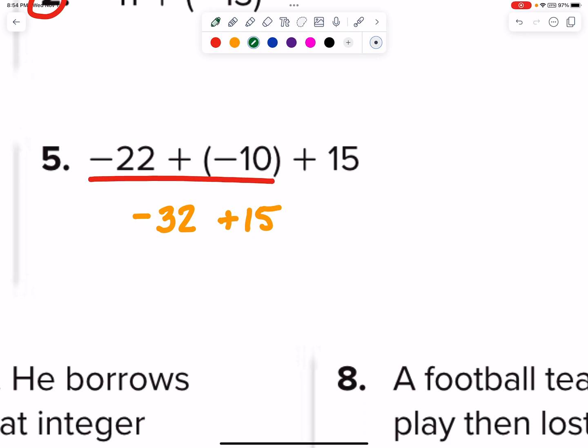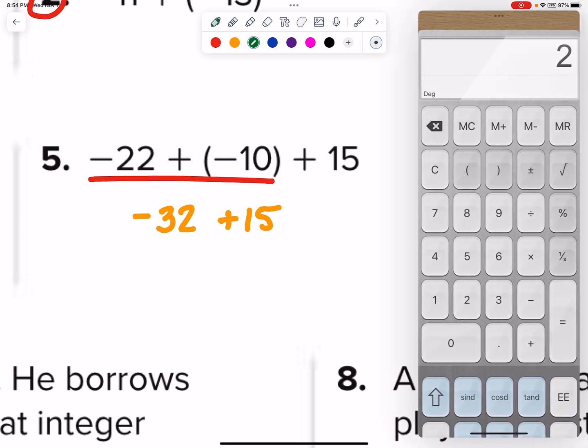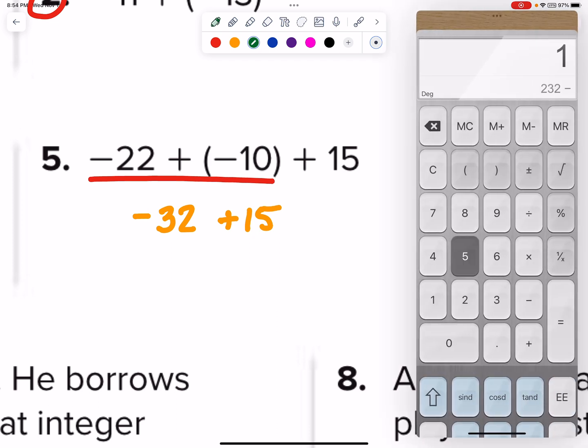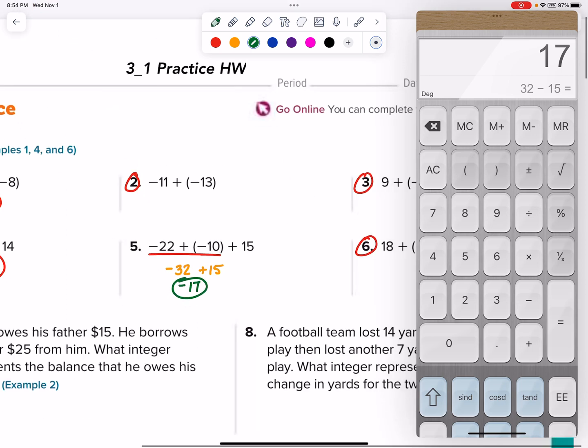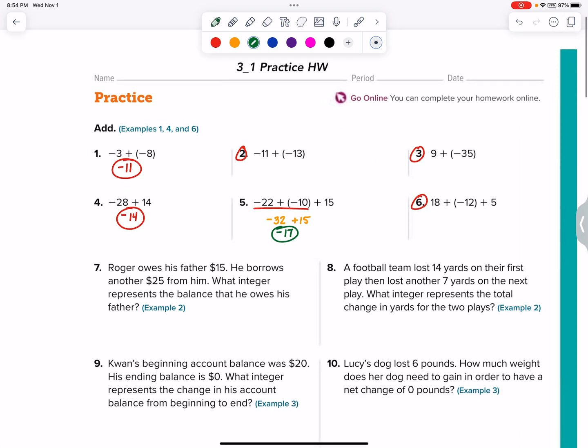And now we have different signs. Different signs subtract. 32 minus 15. Keep the sign of the bigger digit. Okay, well, the negative 32 is a larger amount than the positive 15. So staying negative, we never got out of the negative. And then you'll be exact. All right, so you have 2, 3, and 5, 6 to do.